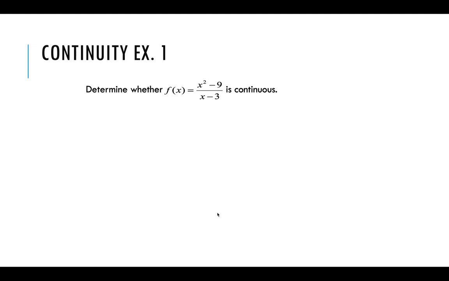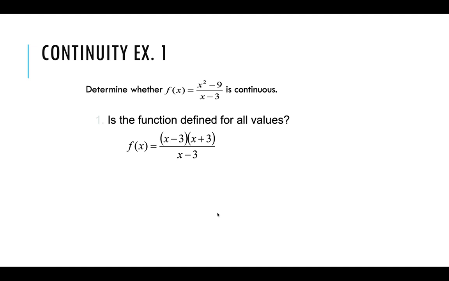Okay, we're going to determine whether F of X equals X squared minus 9 over X minus 3 is continuous. Since this isn't specifying a value, it's asking, is the function defined for all values? That's the first hurdle. And then we can start talking about whether it's continuous for all values. If you look at F of X, it's equal to X minus 3 times X plus 3 over X minus 3. There is a hole at X equals 3. Set the X minus 3 equal to 0. So it's undefined. So F of X is not continuous at X equals 3. So we cannot say that the function is continuous everywhere.